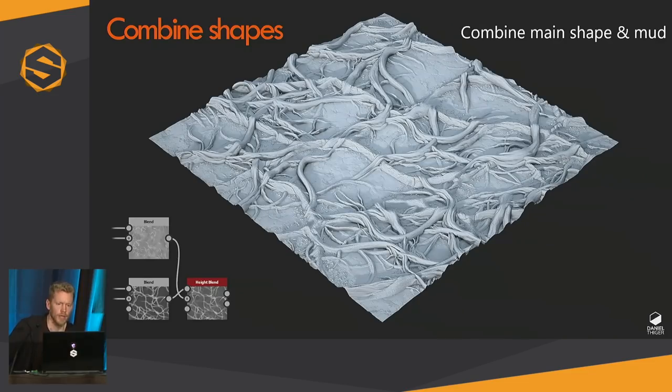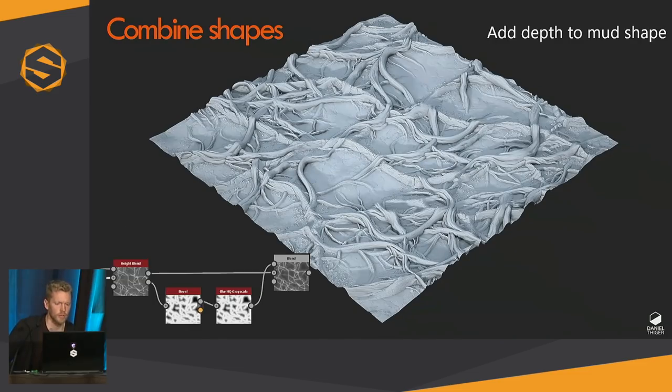And here I combine my main shape with my roots using the height blend node. And this is a really cool node. You can set where you want the height intersection point to be, so you can dig stuff in or you can bring them out. And what I'm noticing at this point is that the mud areas are pretty flat compared to my reference. So I'm going to create a little bit of volume for those.